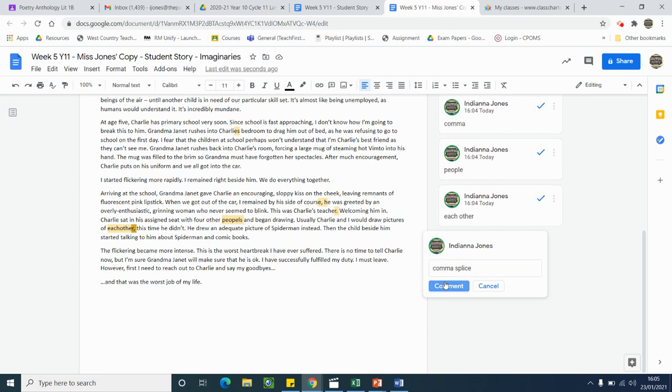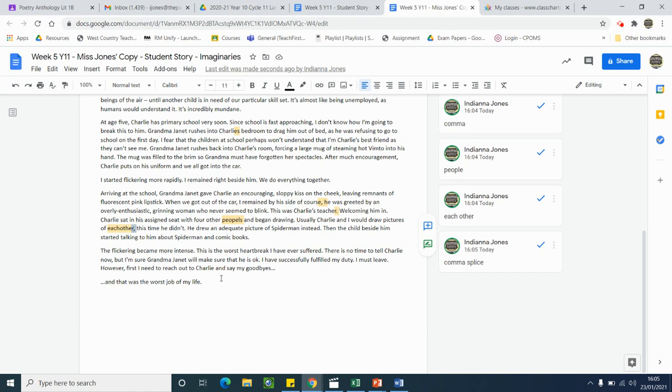"He drew an adequate picture of Spider-Man instead. And the child beside him started talking to him about Spider-Man and comic books. The flickering became more intense. This is the worst heartbreak I have ever suffered." Past tense, present tense. "There is no time to tell Charlie now, but I'm sure Grandma Janet will make sure that he's okay. I've successfully fulfilled my duty. I must leave. However, first I need to reach out to Charlie and say my goodbyes. And that was the worst job of my life."